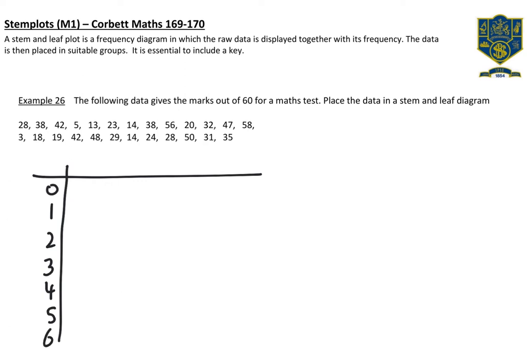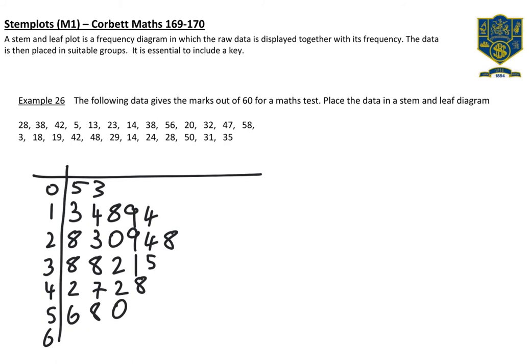So the first value is 28, so that's going to go into the 2 row, and I'm going to put the 8 beside it. 38, so I'm going to put the 8 in the 3 row, and then 42, so the 2 beside the 4. 5, so I'm going to put that in the 0 row. 13, the 3 in the 1 row. Then 23 is going to go beside the 8. 14. And we've finished it off.